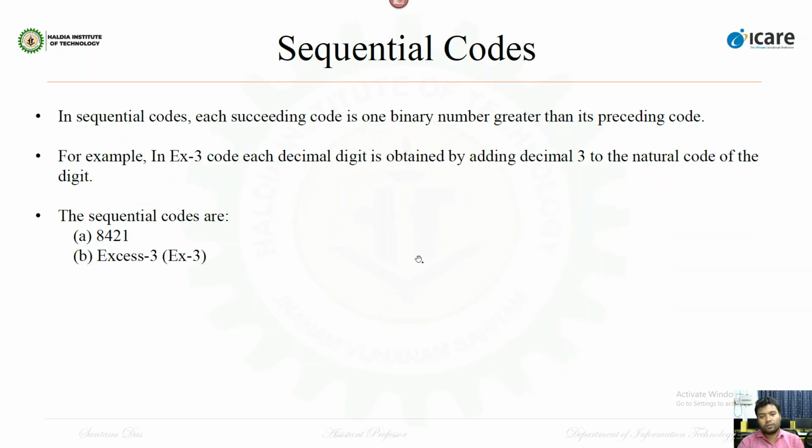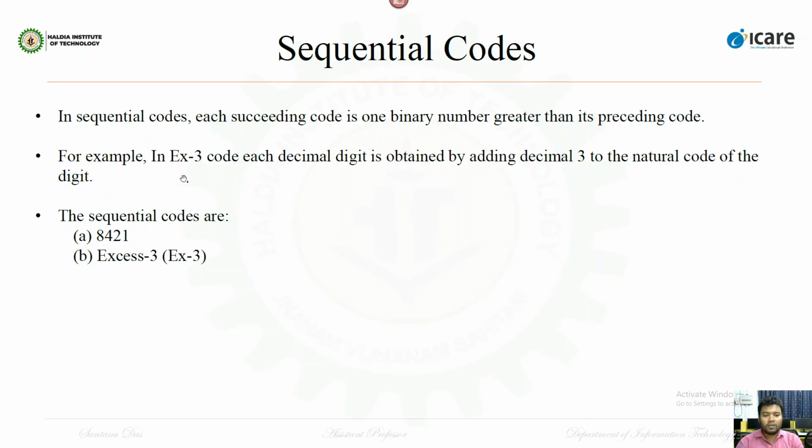Then next we are going to discuss sequential codes. In sequential codes, the succeeding code is one binary number greater than its preceding number. That means if we discuss in decimal, 1 and 2 have a difference of 1, then 2 and 3 have a difference of 1 again. That means successive numbers have a common difference.